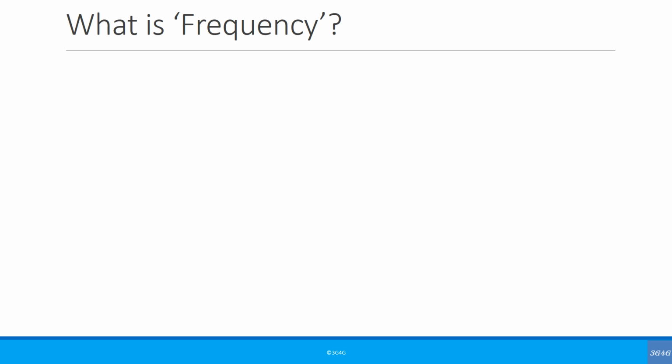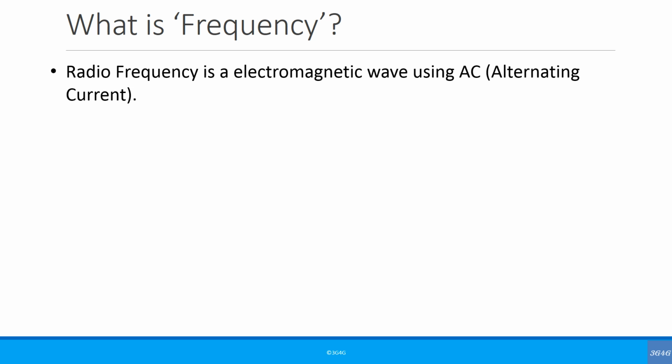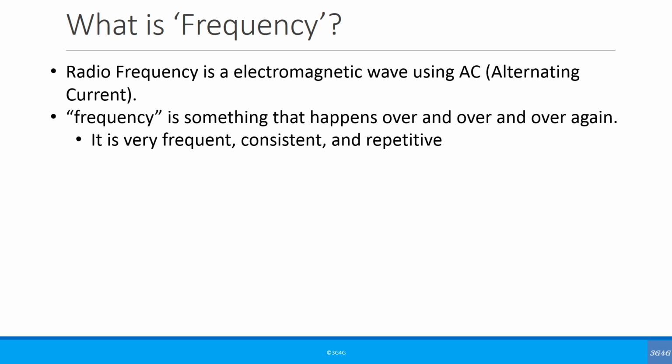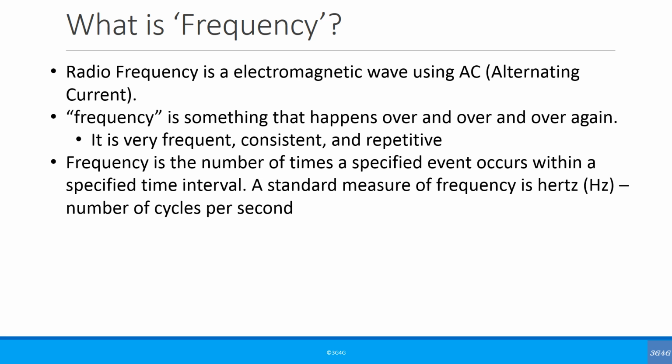And what exactly is frequency? Radio frequency is an electromagnetic wave using alternating current. Frequency is something that happens over and over again. It's very frequent, consistent, and repetitive. So, frequency is the number of times a specified event occurs within a specified time interval. A standard measure of frequency is hertz, which is the number of cycles per second.